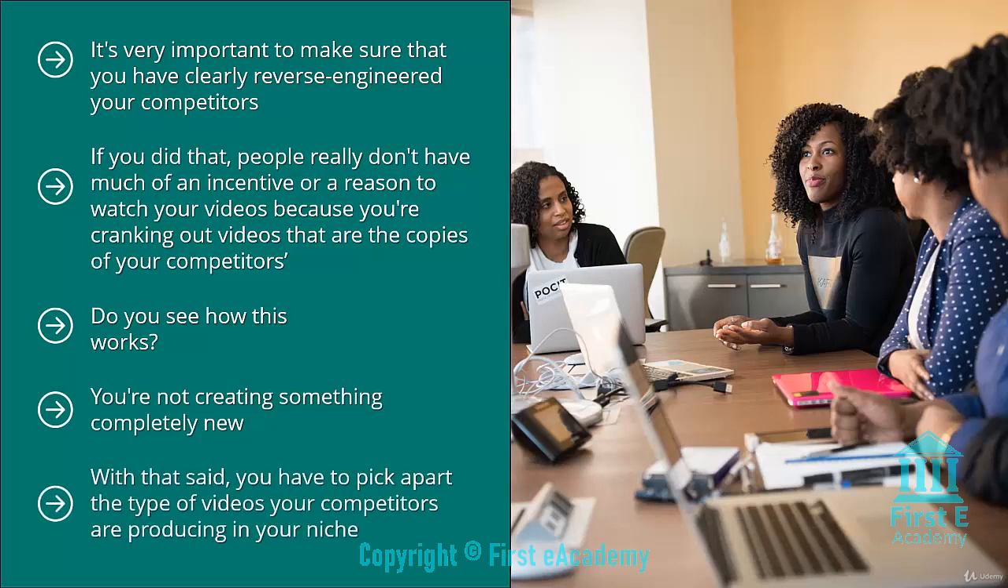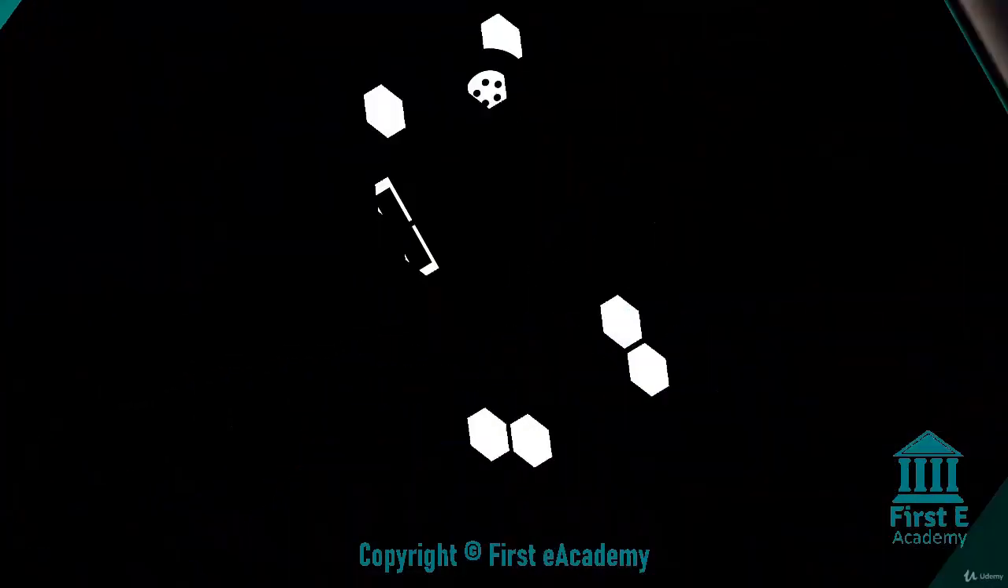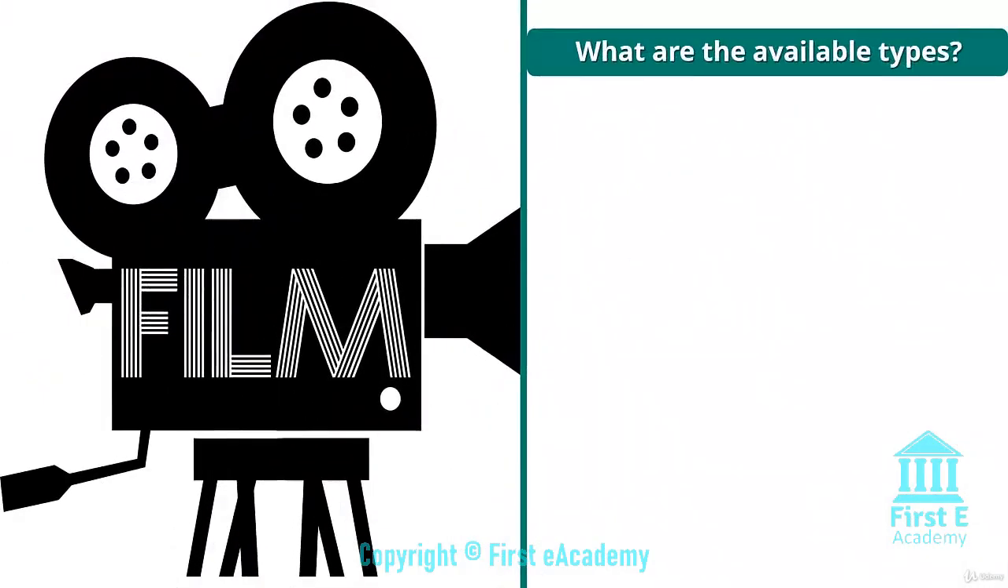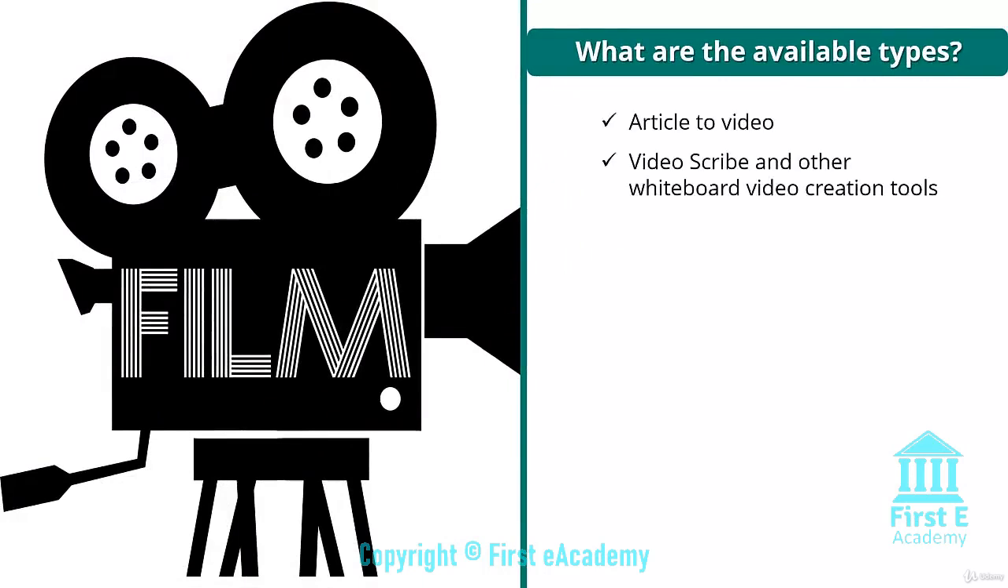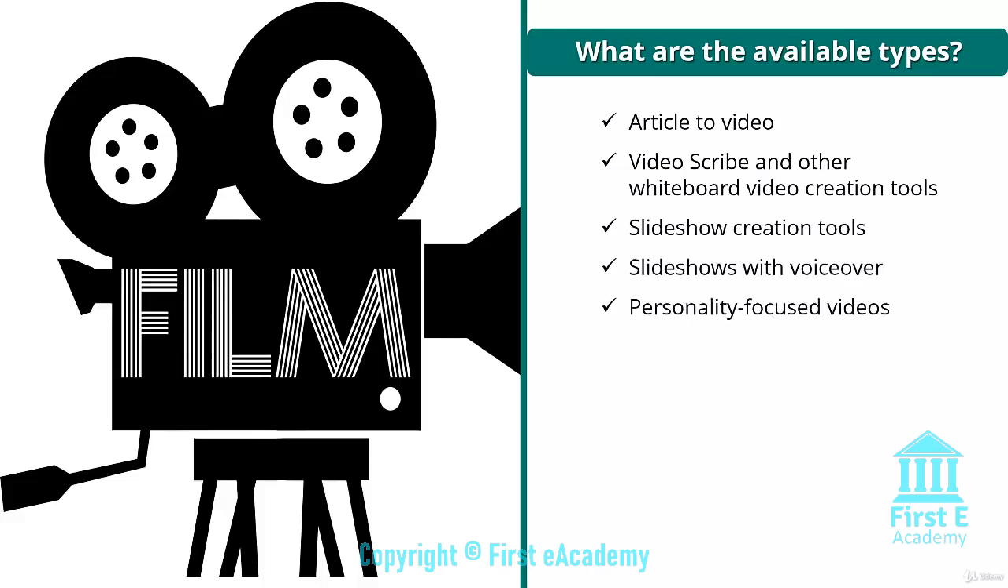With that said, you have to pick apart the type of videos your competitors are producing in your niche. Understand that marketing video types have their own set of advantages and disadvantages. To recap, you're going to be focusing on a specific type of video to find the answer to this by reverse engineering your competitors. What are the available types? Article to video, VideoScribe and other whiteboard video creation tools, slideshow creation tools, slideshows with voiceover, personality-focused videos. The list above includes most common types of marketing videos found on YouTube and other platforms.